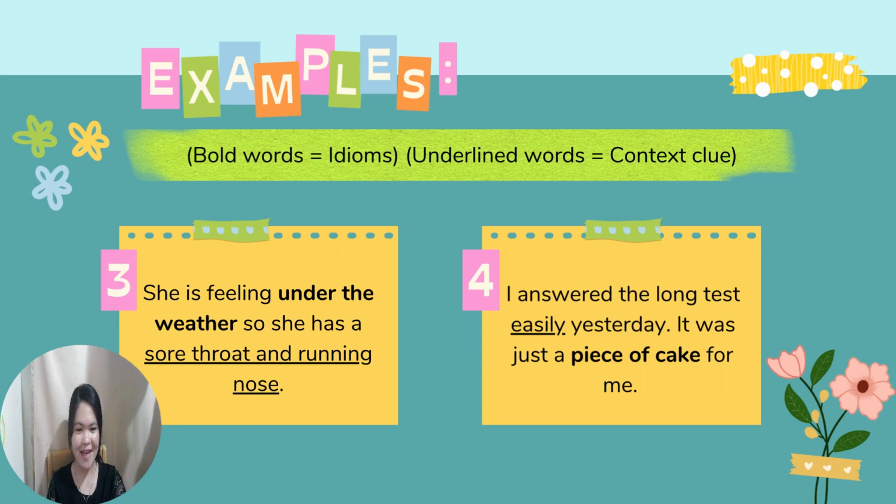All right, you're right. So from the word itself, easily, you can have a hint or a clue that piece of cake is just easy, simple. So for example, oh, don't worry, it's just a piece of cake, meaning to say it's easy.